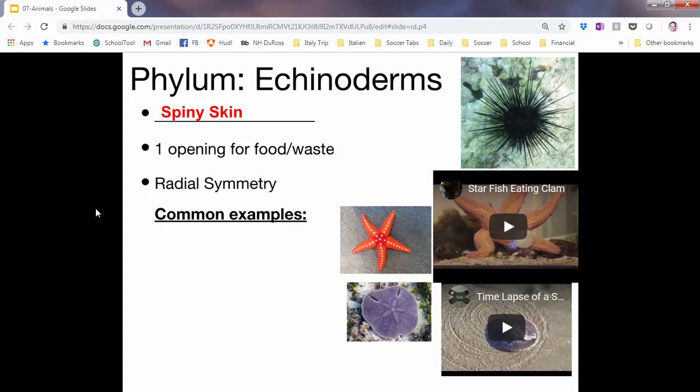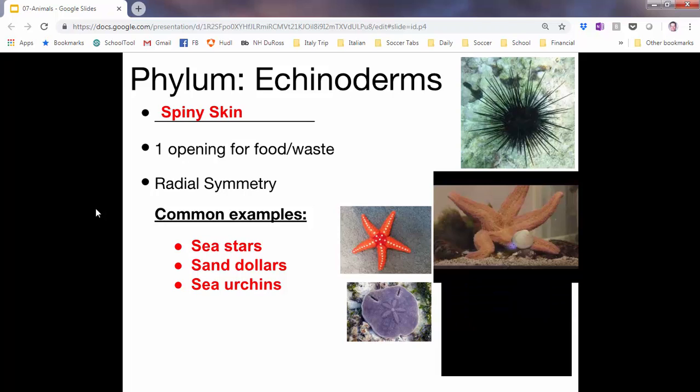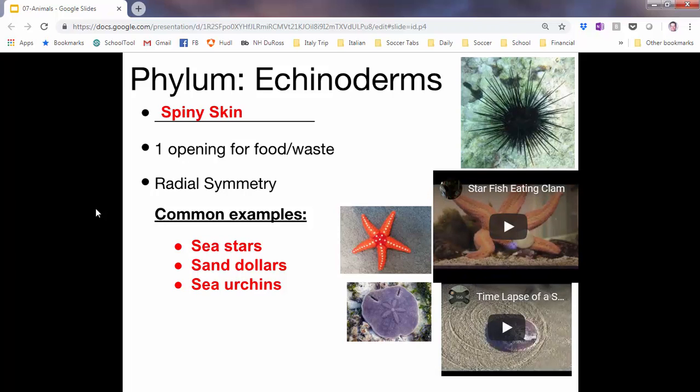And the sea urchin has those spikes. Sometimes they have toxins as well, depending on the species. But those are all examples of echinoderms. So write those examples down, and I think a lot of people miss that. So sea stars, sand dollars, sea urchins.